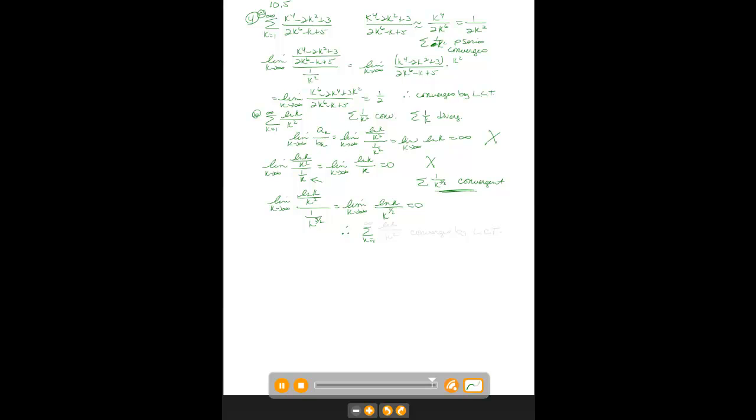the summation k equals 1 to infinity of natural log of k over k squared converges by the limit comparison test. That was a pretty ugly one. That concludes section 10.5.